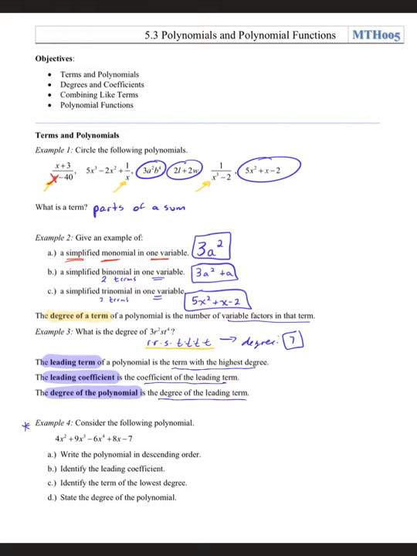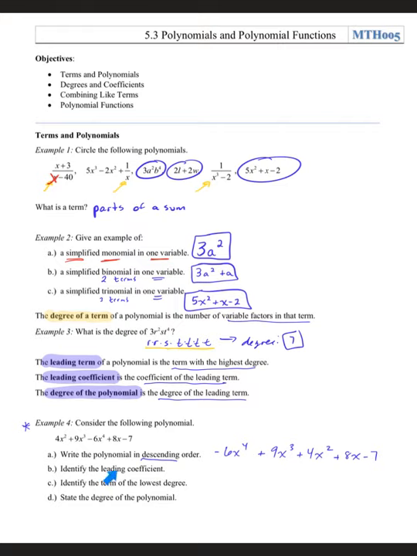So now we're going to talk about these and see how they're used in example 4. Consider the following polynomial. The first thing is write it in descending order. That means start with the highest degree and write it in descending, meaning going down from there. The highest degree is going to be this negative 6x to the fourth. That's the highest degree because it has the highest exponent. The next one would be 9x cubed, and then 4x squared, then that 8x, and then lastly, that negative 7. This would be descending order. It starts with the highest exponent and goes down from there.